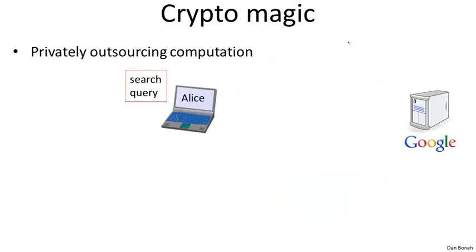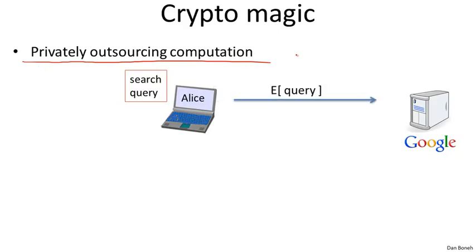Now, there are some applications of cryptography that I can't classify in any other way than to say that they're purely magical. Let me give you two examples of that. The first is what's called privately outsourcing computation. I'll give you an example of a Google search just to illustrate the point. So imagine Alice has a search query that she wants to issue. It turns out that there are very special encryption schemes such that Alice can send an encryption of her query to Google, and then because of the property of the encryption scheme, Google can actually compute on the encrypted values without knowing what the plaintext is.